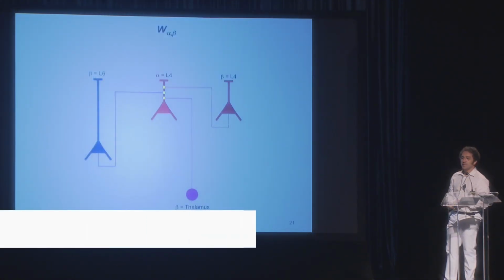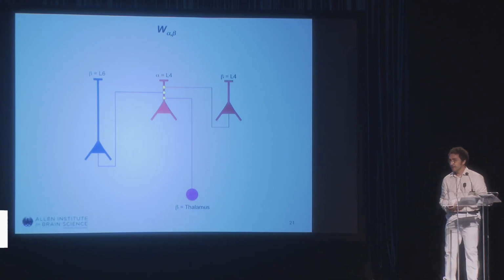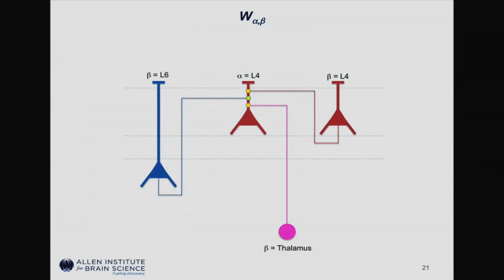So you have seen how we investigate circuits with light. I'll discuss a bit how we do it with electrons using the electron microscope. One of the milestones that we are interested in is this W alpha beta connectome, which is basically a matrix in which each entry is the strength of a connection between two cell types, cell type alpha and cell type beta. Strengths can be measured in many ways, but the way I'm going to discuss it here is by number of synapses.